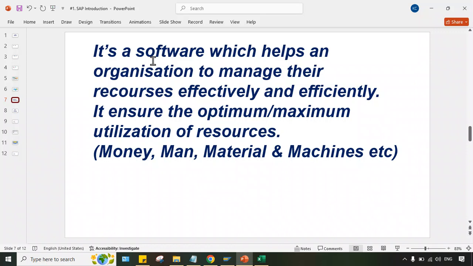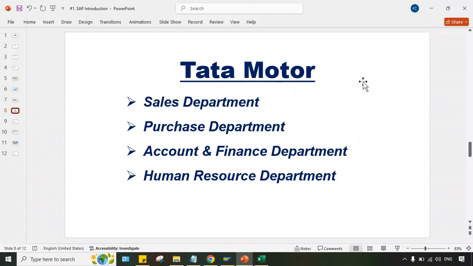What is this ERP? It's a software. I'll quote a very simple example here guys. Let's have a look. I have specified an organization named Tata Motors. Instead of Tata Motors, you can think about a different organization also. Tata Motors has multiple departments: sales department, purchase department, finance and accounts department, HR department. These are the major departments required for every organization to run.